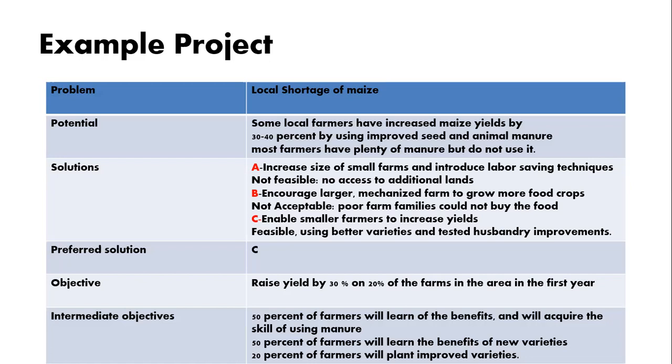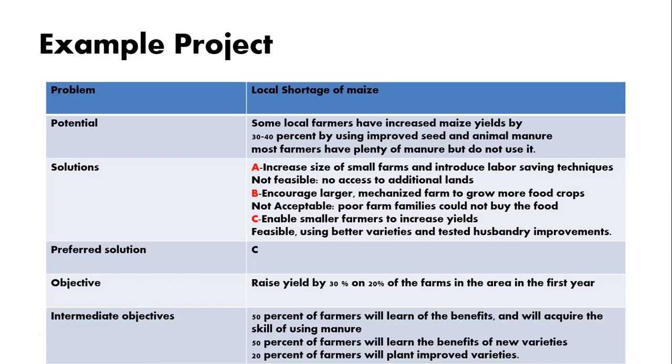Raise yield by 30% on 20% of the farms in the area in the first year. This is a small objective. After that, the immediate objectives: 50% of farmers will learn the benefit and acquire the skill of using manure, 50% of farmers will learn the benefit of the new variety, and 20% of farmers will plant the improved variety. These are the sub-objectives or specific objectives we can define.